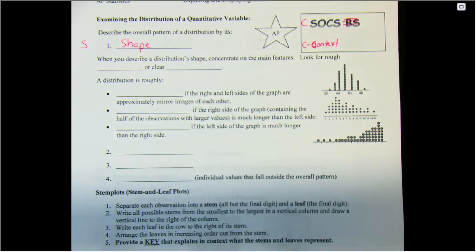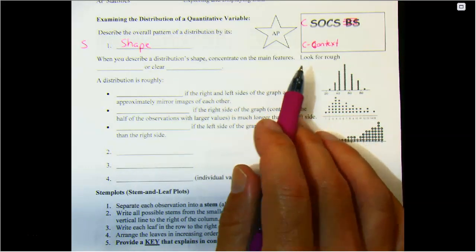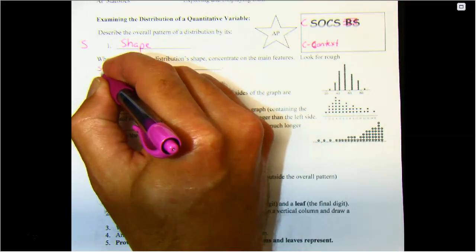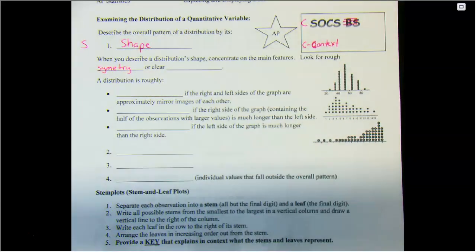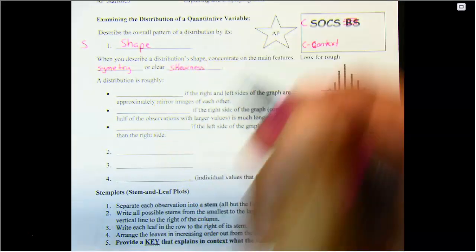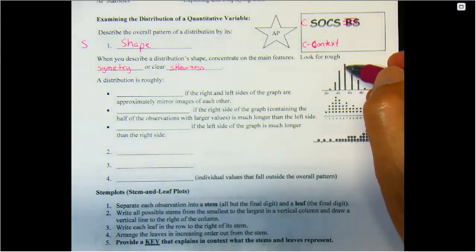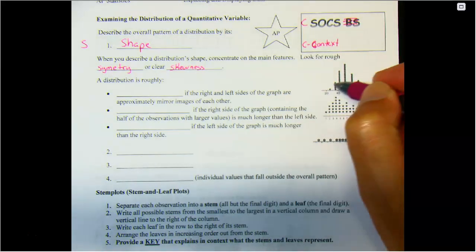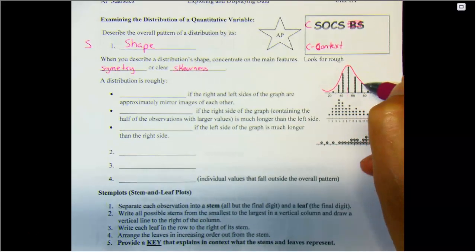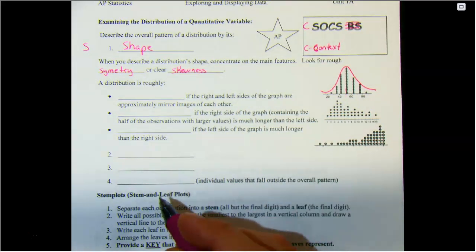So what we're going to try to do is describe the shape of a distribution. Okay. When you describe a distribution shape, concentrate on the main features. We're going to look for rough symmetry or clear skewness. Okay, so we have to talk about what all those words mean. When we have a set of data that, if I drew a line down the middle, is roughly the same on both sides, and if we drew a little curve to that, it looks very much like a bell curve, that is going to be the same on the left and the right. We're going to call that symmetric.